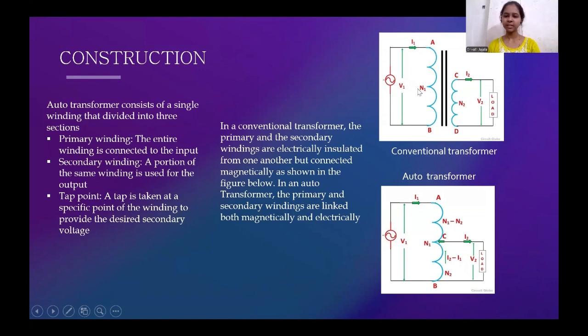And generally, this is the conventional transformer and the auto transformer. In the conventional transformer, there are two windings, and these windings are electrically isolated but magnetically coupled. Whereas in this auto transformer, there is only one winding and they are both magnetically and electrically interrelated. This is the main difference between conventional and auto transformer.